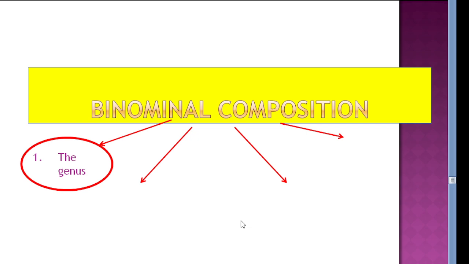The first one is the genus. So, for the living being, we must place the genus in the first position. And the position is important. So we have to put it in this position, which is the first position. And after the genus, we have to put the species. So the species, we must put after the genus, in the second position.